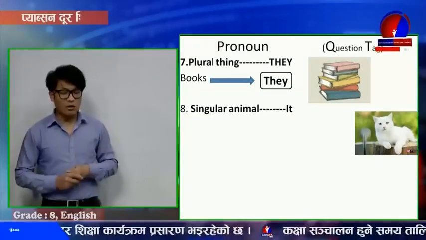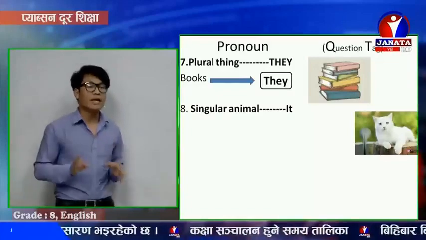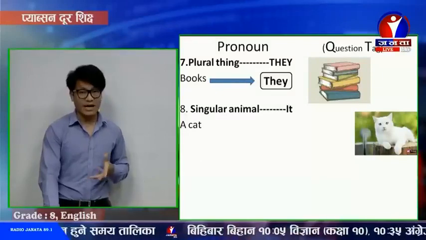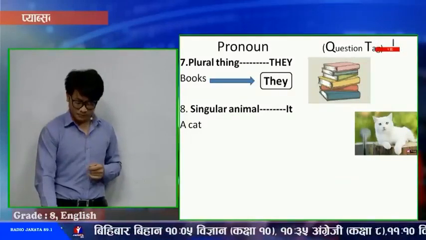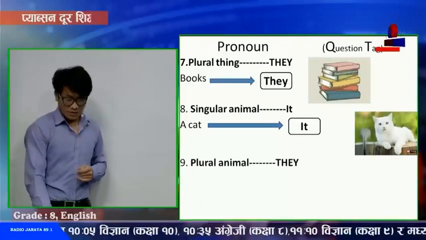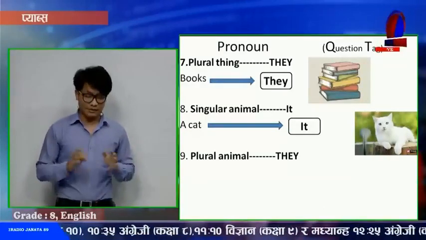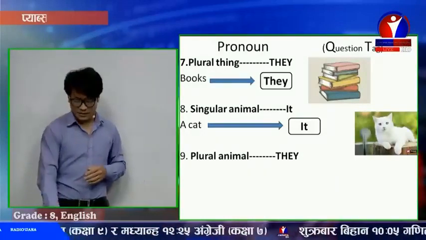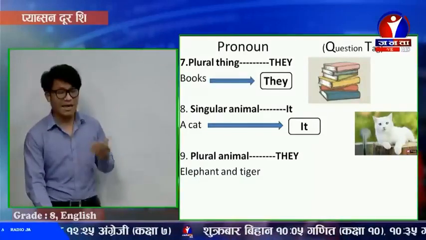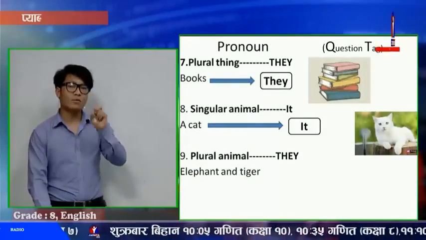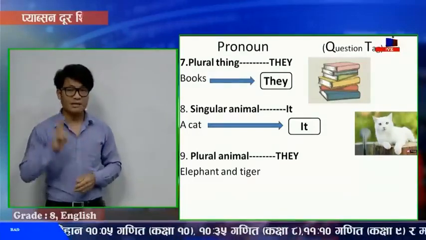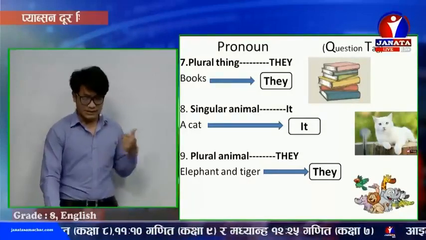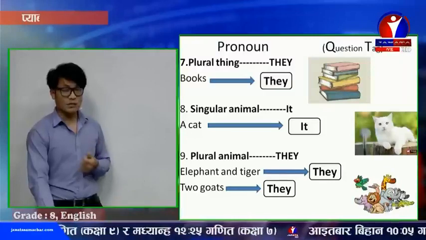And next is a singular animal. If there is a name of an animal, then we use it pronoun. Like a cat. A cat is a singular name, so we use it pronoun. Plural animal. If there is a name of an animal, and if that name is plural, then we use they pronoun. For example, elephant and tiger. Here are two names. One is elephant and another is tiger. That's why we use they pronoun. So you can see two goats. That's why we use they pronoun.